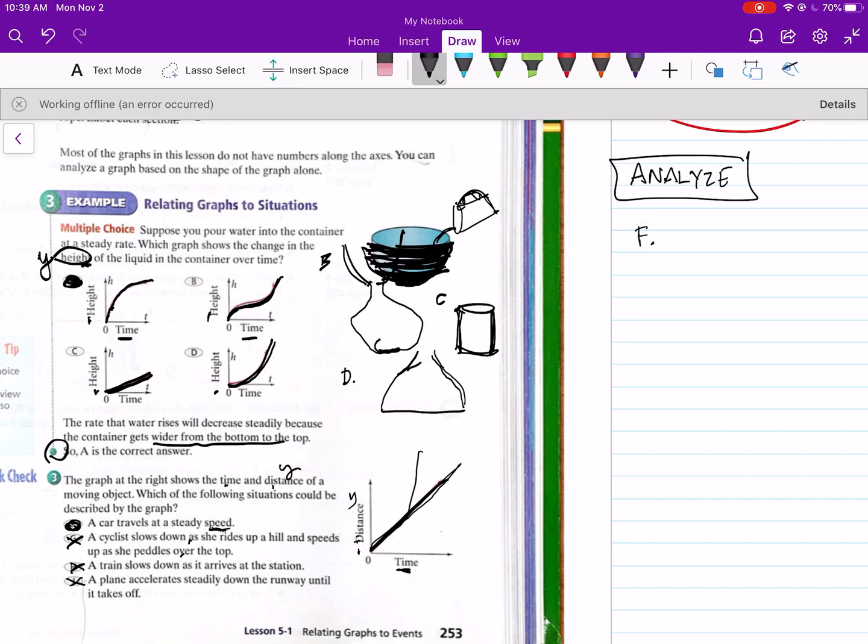And even though it said speed here and this said distance, we have to think of how those two might relate. And if you're going at a steady speed, would your distance also increase in a steady fashion? And it would. All right, so relating graphs to events, interpreting, sketching, and analyzing.